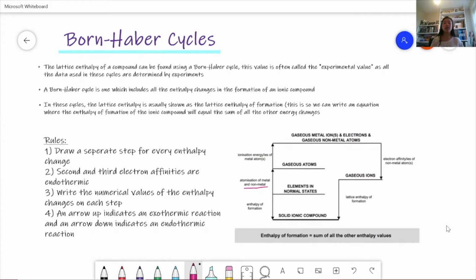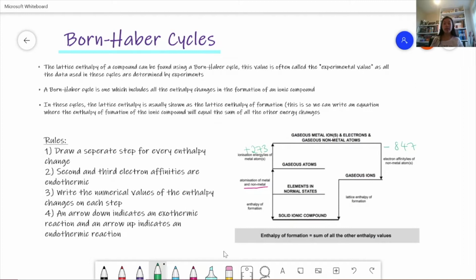The third rule is to write the numerical values of the enthalpy changes on each step. So on this example, for example, we would have plus 273, and this could be minus 847. Of course, I've just made those numbers up, but normally the questions will ask you to calculate one of the enthalpy changes. So if you've got all the numbers written down, then it'll be easier for you to see how to add it all up.